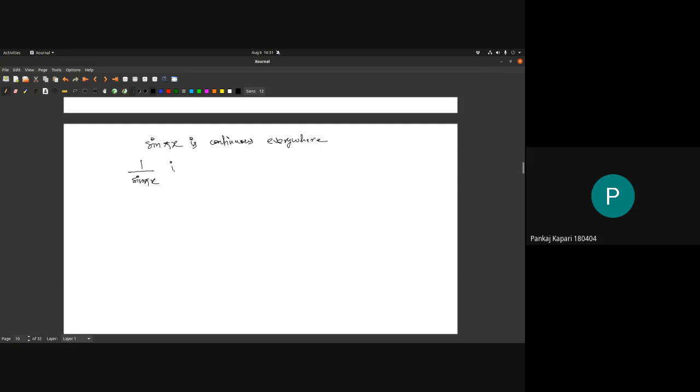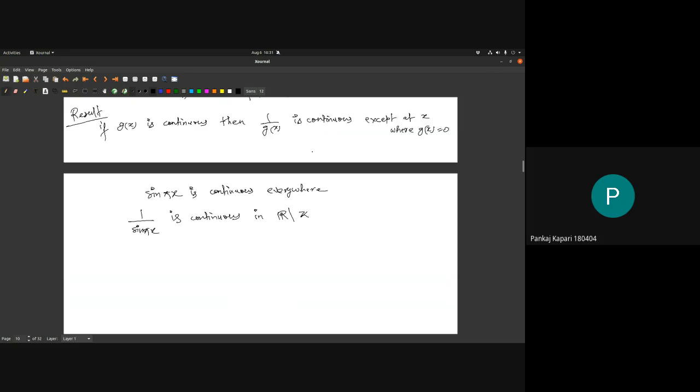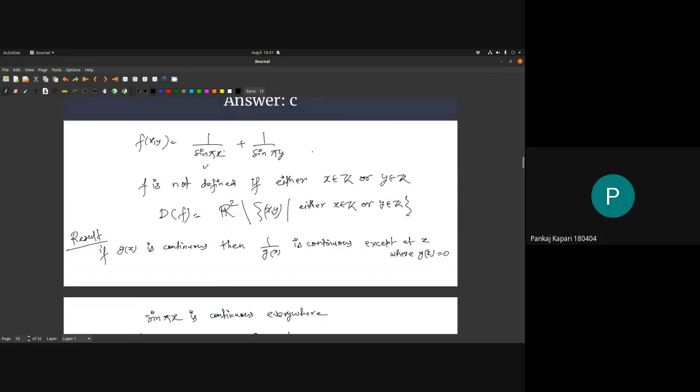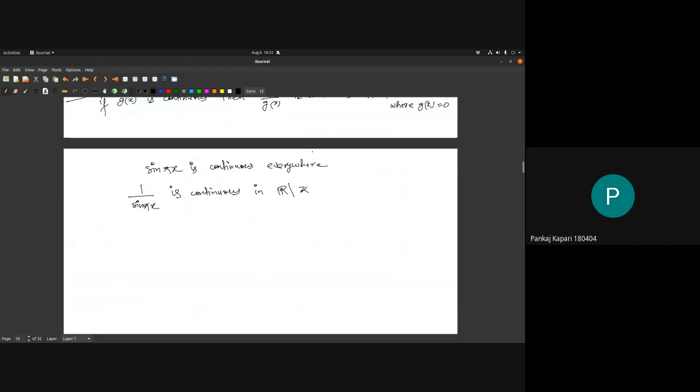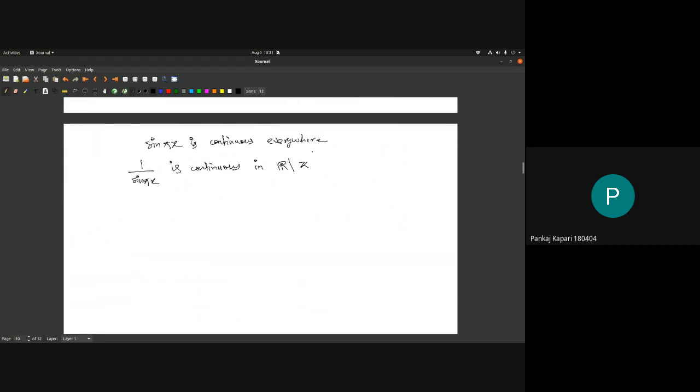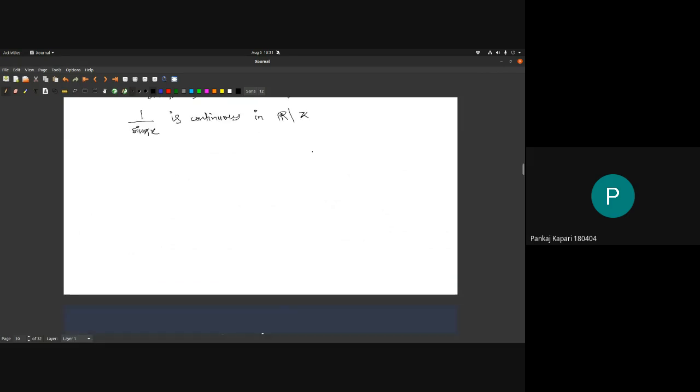So we can say that this function is continuous in the set where x belongs to R minus Z. From the set of real numbers, we will remove all the integers. Then this function is continuous. Similarly, 1 over sine pi y, because sine pi y is also continuous everywhere, and 1 over sine pi y is continuous again in the set of real numbers minus integers. You just remove the integers.